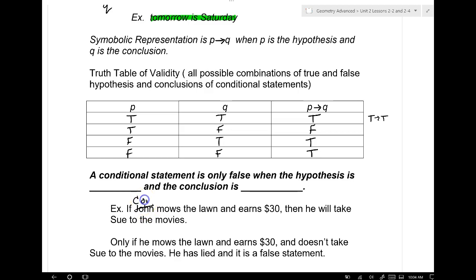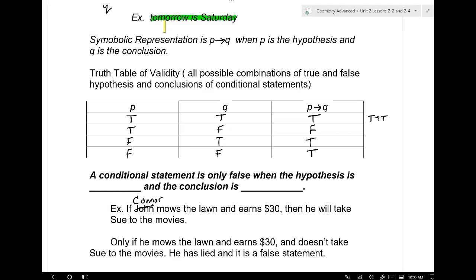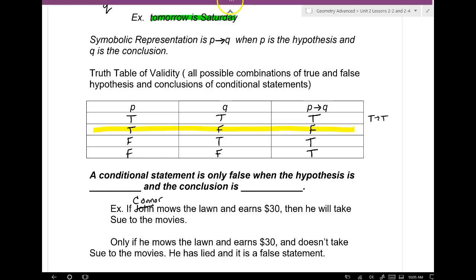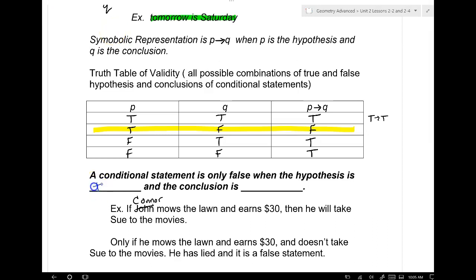Okay, so we're going to use Connor as an example, but here's the part I want you guys to do. Highlight this, label it, whatever. We're going to show what type of boyfriend Connor is, and he's going to help us prove that this is true every single time. The only time he's ever going to be a bad boyfriend is if he is a true hypothesis but a false conclusion. So, Connor, here's the statement.